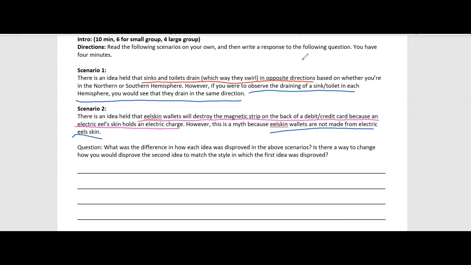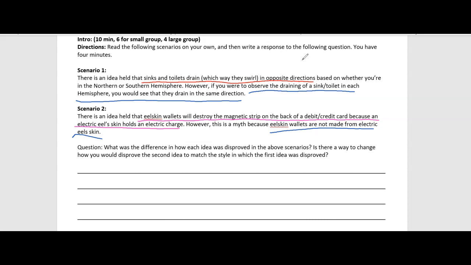So the question is, how could we change the way we disprove the conjecture in the second scenario to match the way we disproved it in the first? Well, we could do an observation, or we could do an experiment, right? We could buy an electric eelskin wallet, put a credit card in there, and then try to use the credit card later and see if the magnetic chip was destroyed. That would be data that we've collected based on an experiment, rather than just saying, well, the wallets aren't made from electric eel skin, so therefore there can't possibly be that charge that they're talking about.